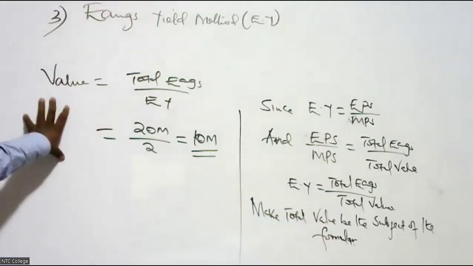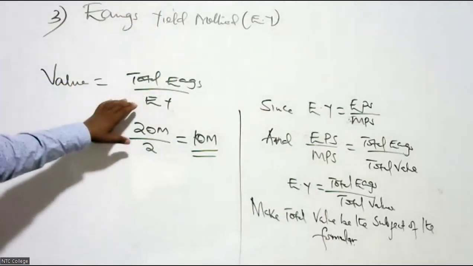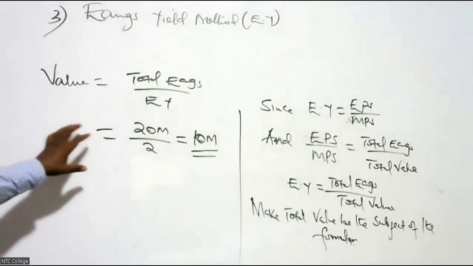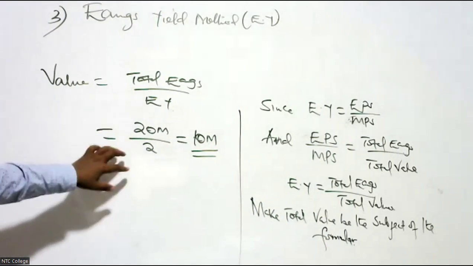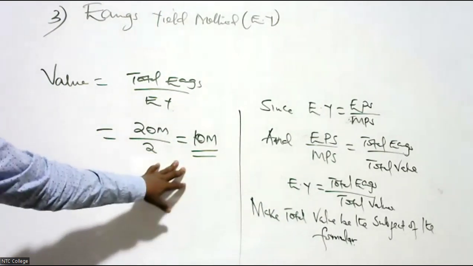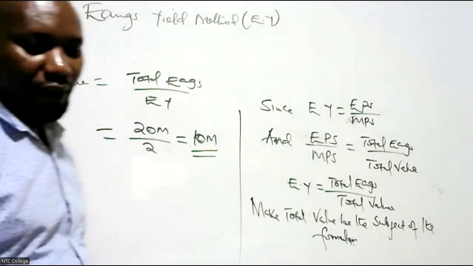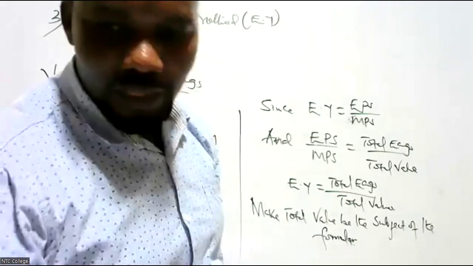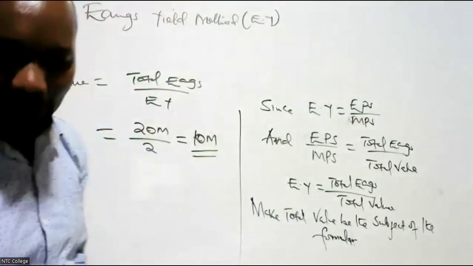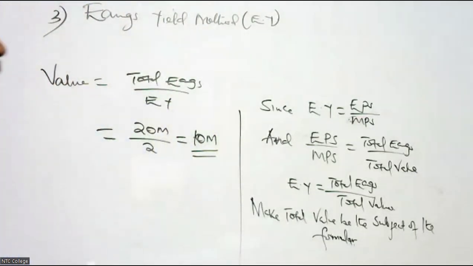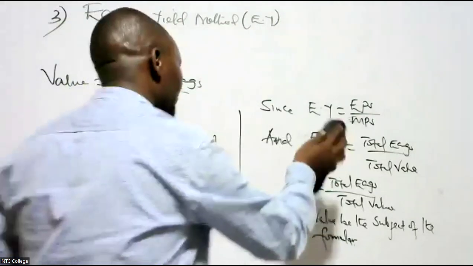Then you say now the value is equal to total earnings all over EY. Total earnings was 20 million, EY is 2. The value of the firm is 10 million. Let's look at the last one and then we can go and sleep. That is dividend yield method.